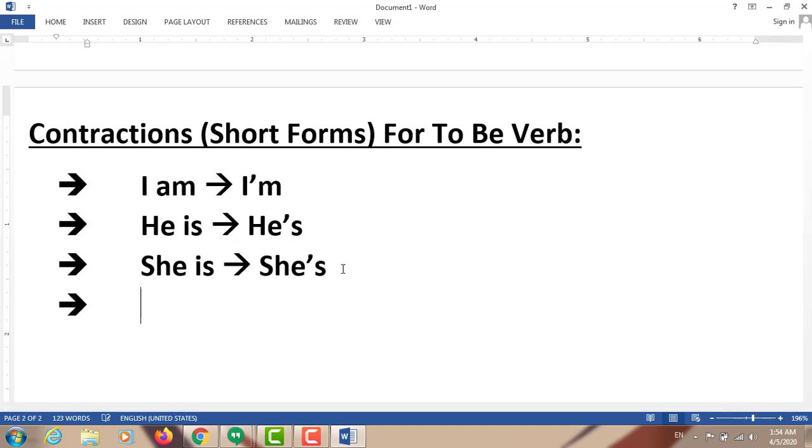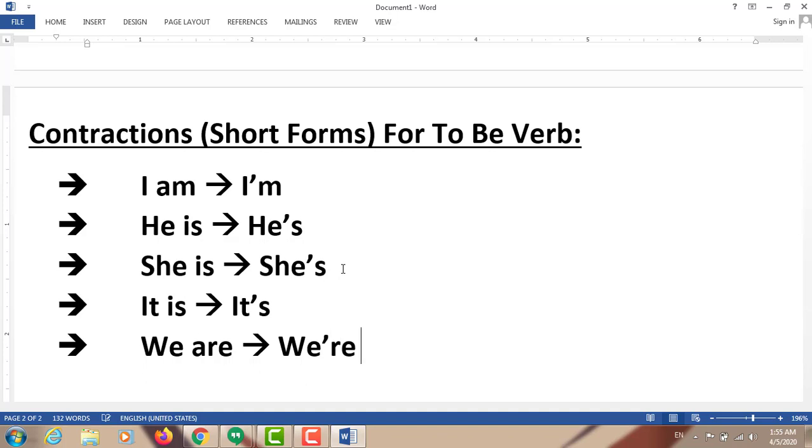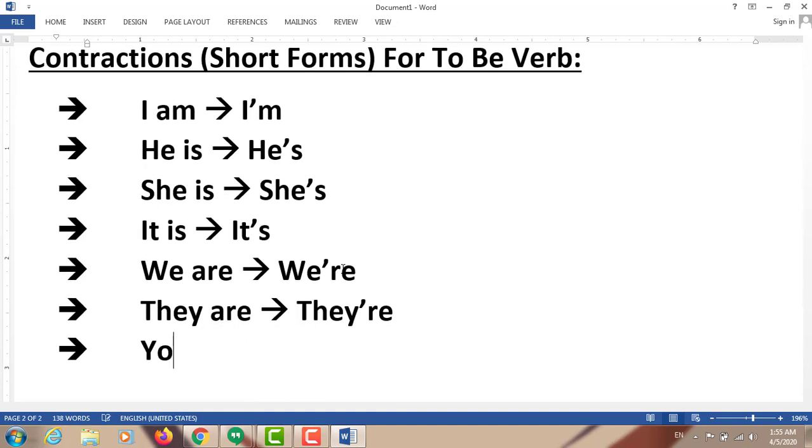Let me give you more. "It is," the contraction is "it's." "We are," the contraction is "we're." "They are," the contraction is "they're." And what more we have, which is very important: "you are." This is the contraction for "you are," "you're."